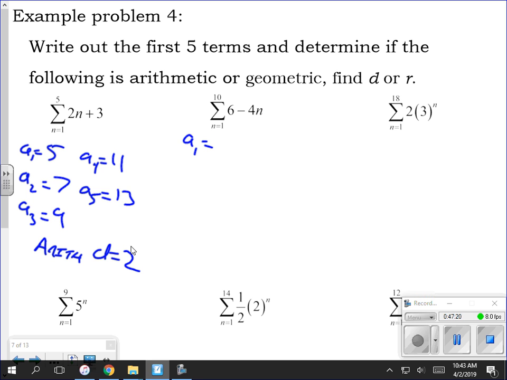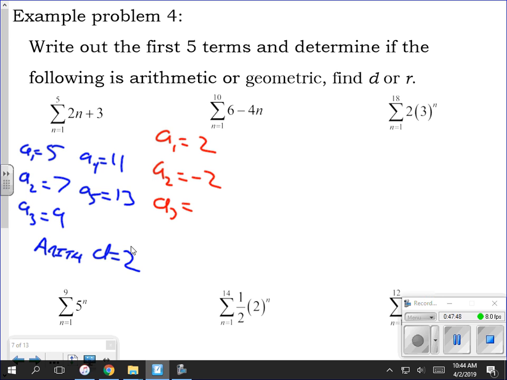So my first term, actually, let's change colors to give a break between the two. A sub 1, first term, let n be 1. Plug in 1 for n. That's 4. 6 minus 4 is 2. A sub 2. Plug in 2. 2 times 4 is 8. 6 minus 8 is negative 2.